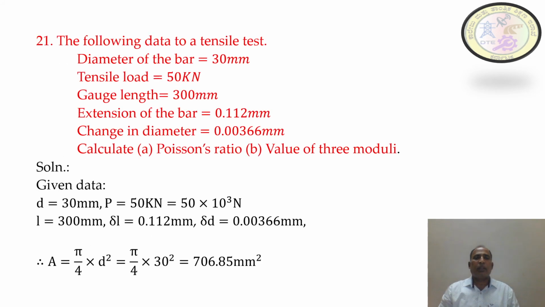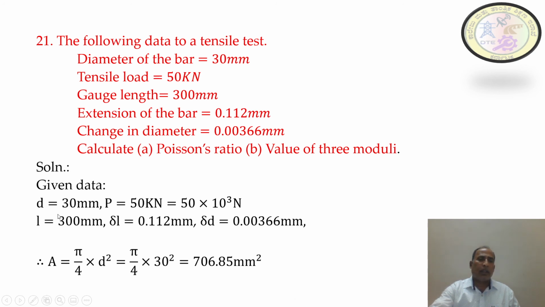And the next problem is the following. Following data were observed during a tensile test. The diameter of the bar is 30 mm, tensile load 50 kN, gauge length 300 mm, extension of the bar 0.112 mm, change in diameter 0.00366 mm. Calculate the Poisson's ratio and value of 3 moduli. Again, the value of 3 moduli means all the 3 elastic constants C, E and K.